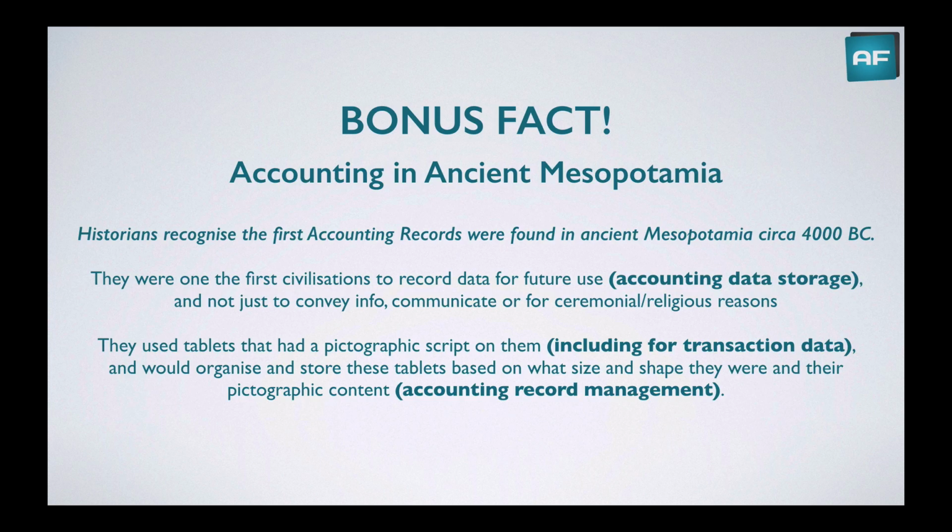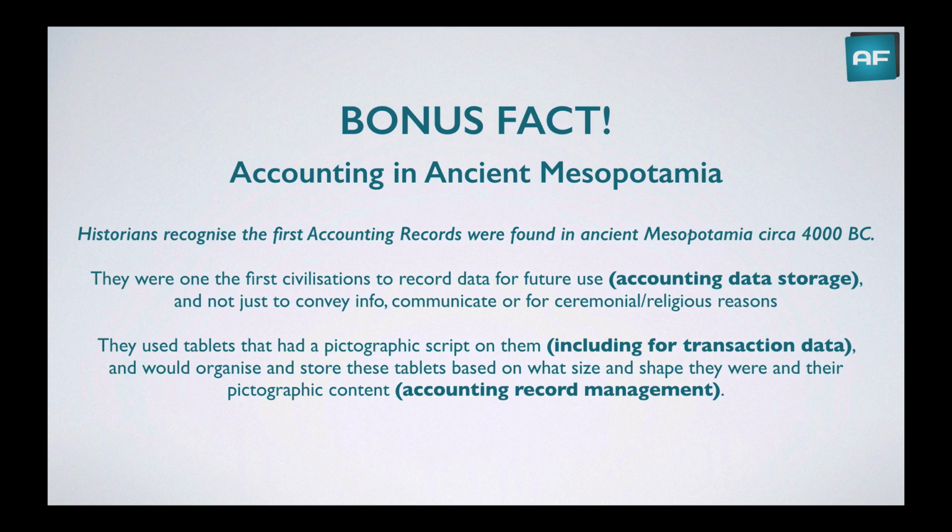That's accounting data on these tablets, and then they'd organize and store these tablets based on what size and shape they were and the pictographic content. So they had this elementary basis of accounting record management. They'd have some sort of a level of organization where perhaps the 2 kilogram tablets would go in this pile, and that represented a certain type of transaction, and the 5 kilogram tablets would go in this pile, representing another transaction. And then the square tablets would go in another pile, and that meant transactions perhaps in the future. And then maybe a circle tablet pile represented transactions in the past. Now, that's all just made up.